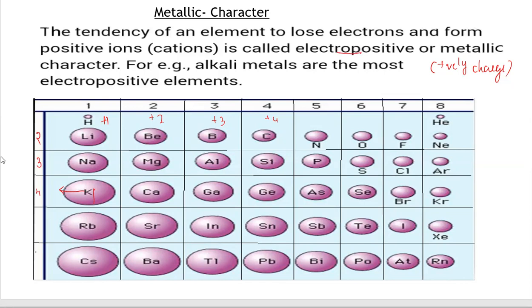So we can easily remove the electron from the outermost shell. If we can easily remove the electron, it means metallic character is very high. So here we can say in a group, as we move from top to bottom, metallic character increases. Why? Because the outermost electrons are far away from the nucleus, that much nuclear pull is not there. The outermost electron is loosely bound to the nucleus, so we can easily remove it. Is that clear? So in a group, metallic character increases from top to bottom, and in a period, from left to right, metallic character decreases.